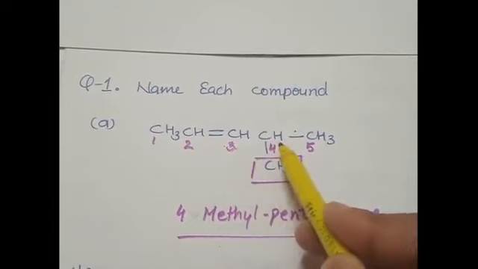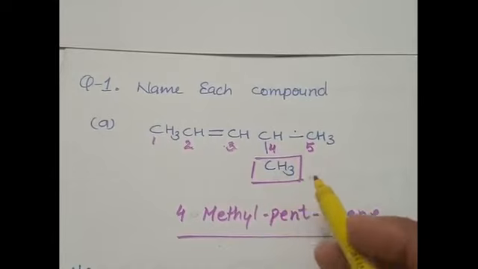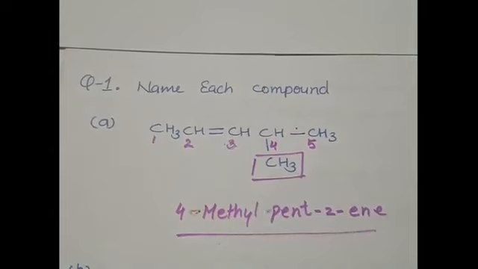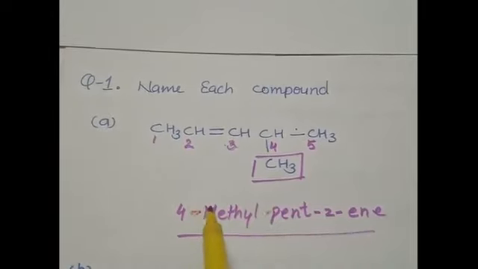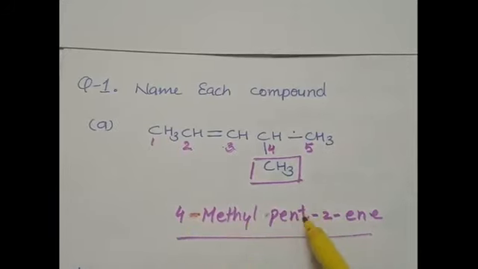And here at the fourth carbon we have a methyl group present. So how do we have to name it? First we have to put the position of the prefix. The prefix, that is the methyl group, is present at the fourth carbon, so it will be named 4-methyl. Then we have a 5 carbon chain, so it will be named pent-2-ene, where 2 is the position of the double bond. So this will be the IUPAC name of this compound, 4-methylpent-2-ene.